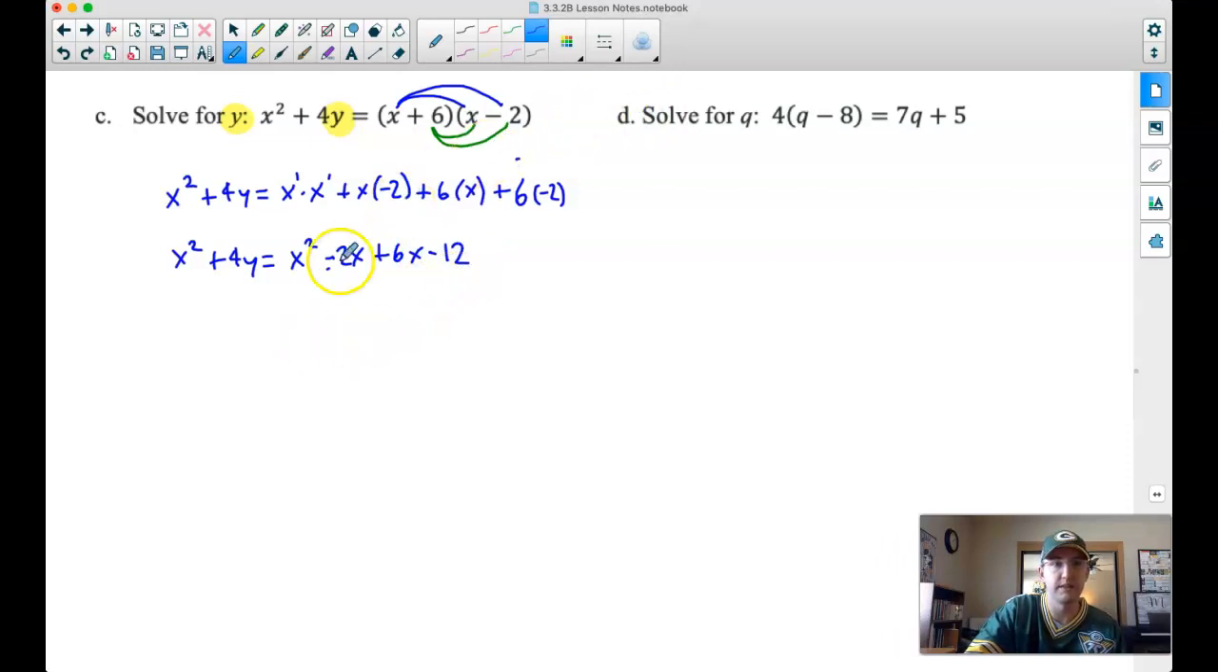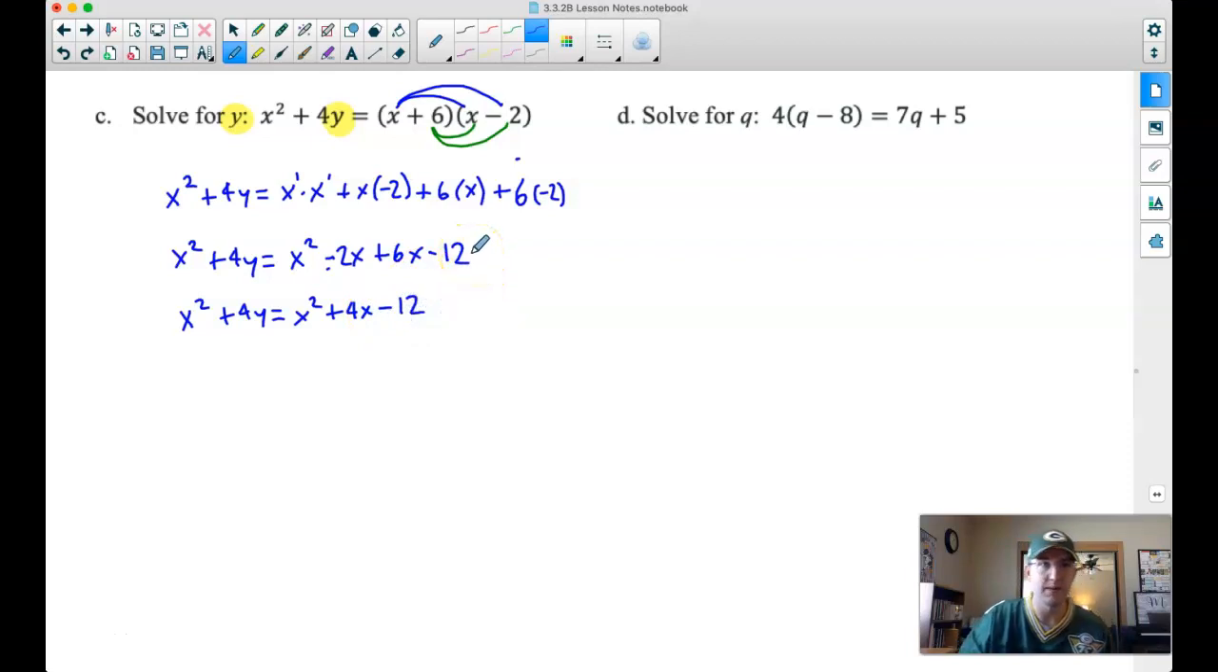So before we get too crazy here, let's simplify our combined like terms on the right-hand side, and then we'll go across the equal sign. So that still means we have x squared plus 4y is equal to, now we have x squared, our like terms are minus 2x and then plus 6x. So to combine those two, we get plus 4x and then finally subtracting 12. All right, so now we're simplified on the left side and the right side.